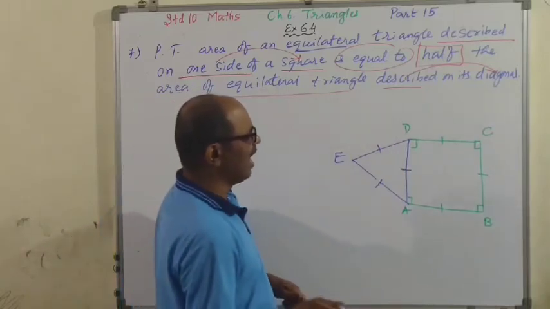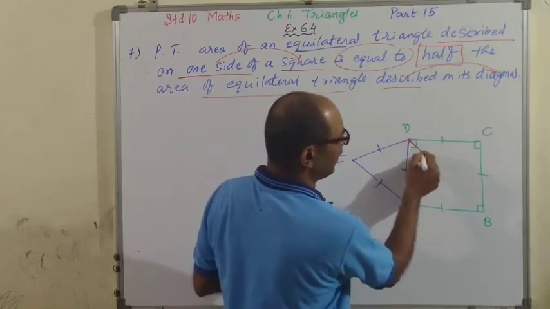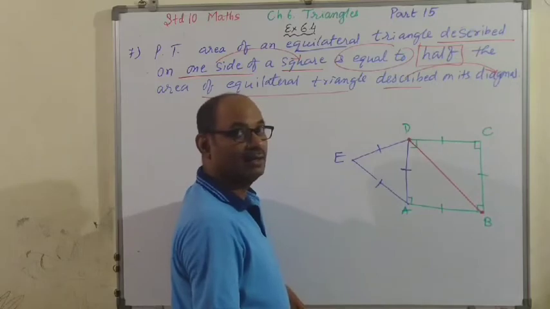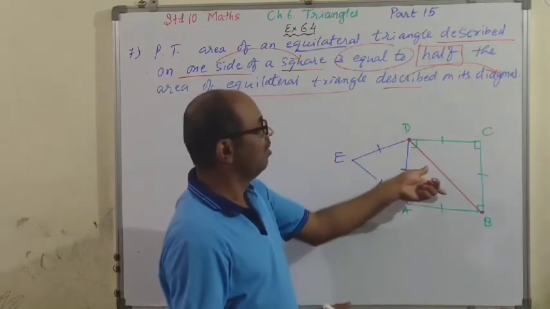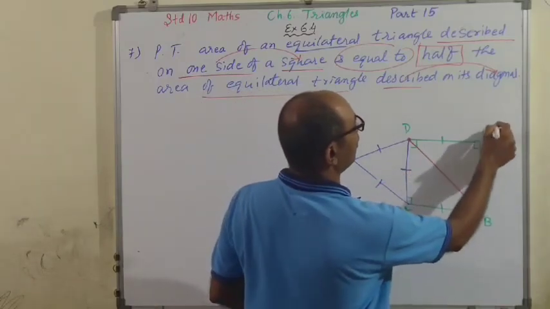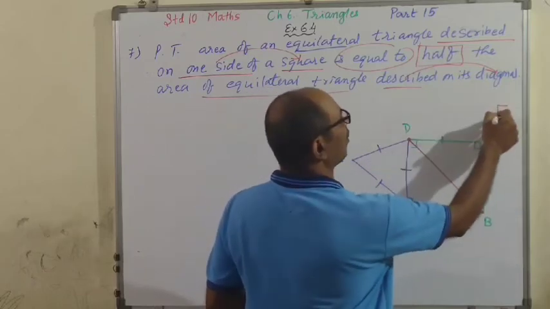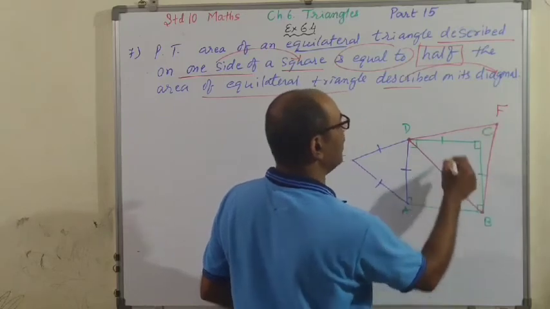So, should I take one diagonal? Alright, I'll take one diagonal. Let me take that diagonal as BD. Alright. Now I have to describe an equilateral triangle on BD. चलिए, कहाँ लो point? यहाँ ले लिया. A, B, C, D, E and let me call this F. Join with B and D.